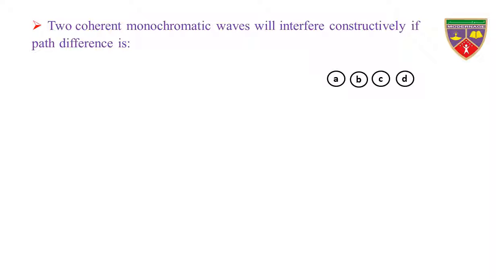Two coherent monochromatic waves will interfere constructively if path difference is option A, 3 lambda divided by 2, option B, 2 lambda divided by 3, option C, 5 lambda, option D, lambda by 2. The key is 5 lambda. Therefore, the correct option is C.